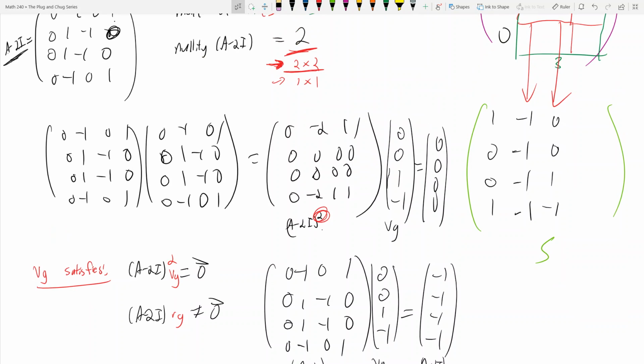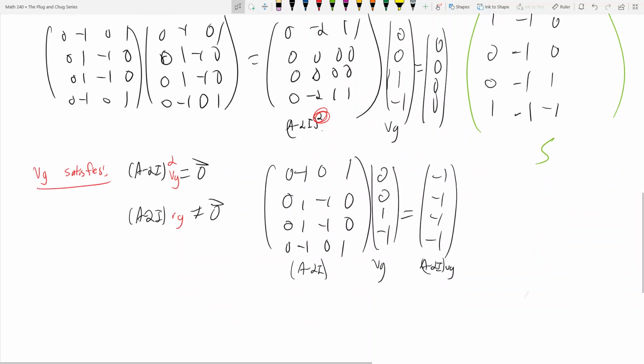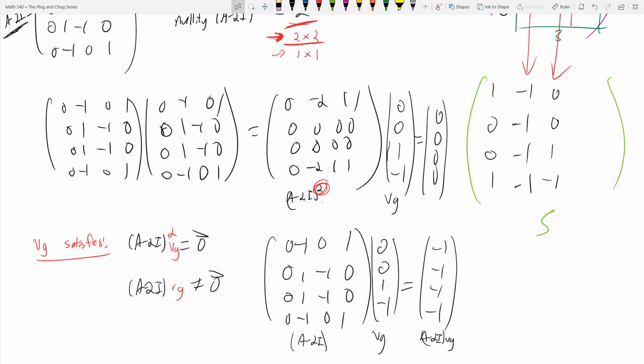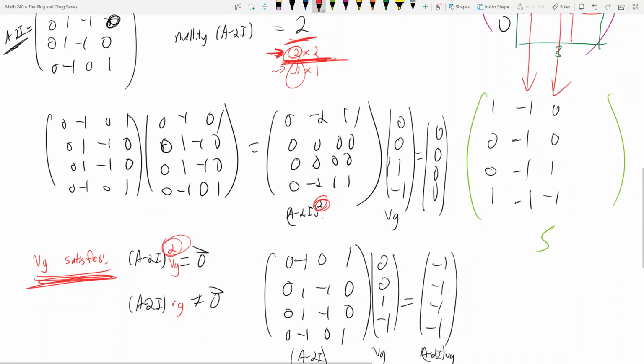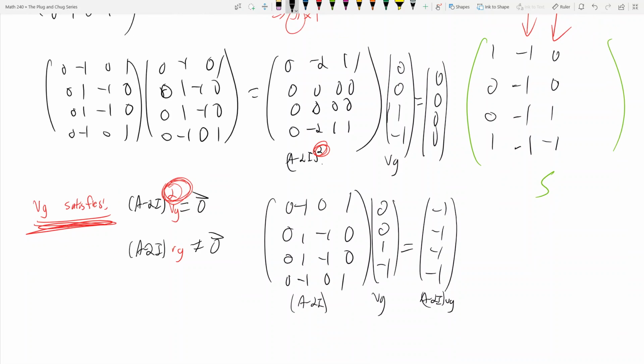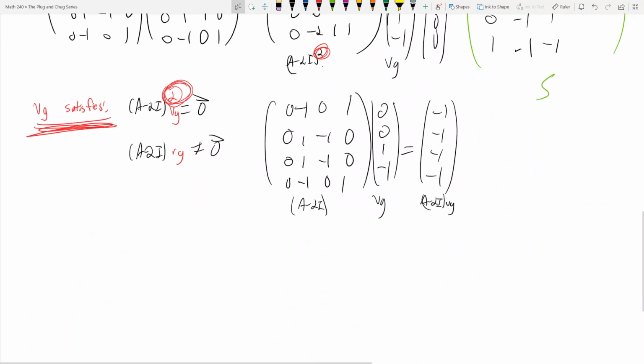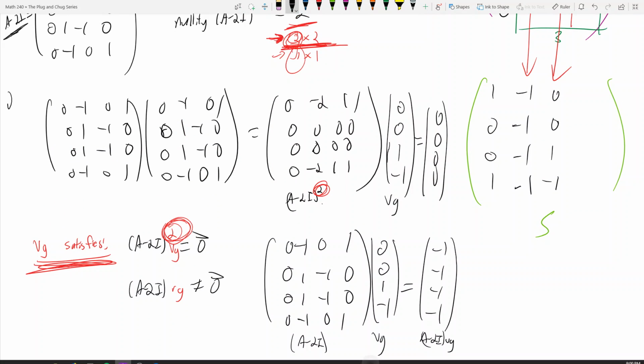So, what do I do next? Well, VG corresponded to the 2x2 block. This satisfied (A minus 2I) squared VG is equal to 0. So now I have to deal with the 1x1 block. And so here I had (A minus 2I) squared VG is equal to 0. So now it's the 1x1 block time. This was a 2x2 block.